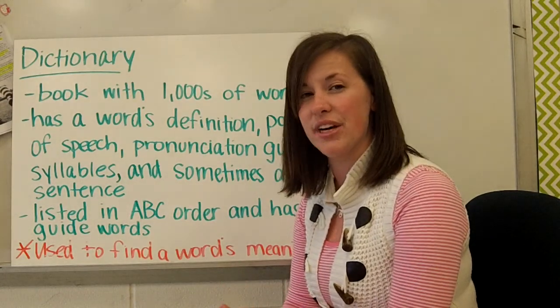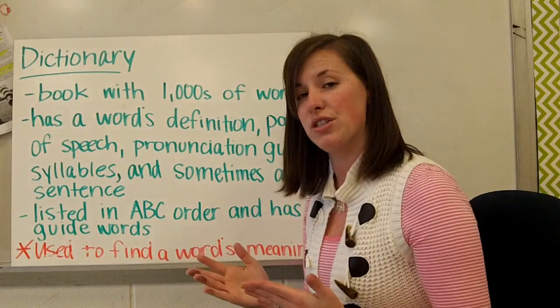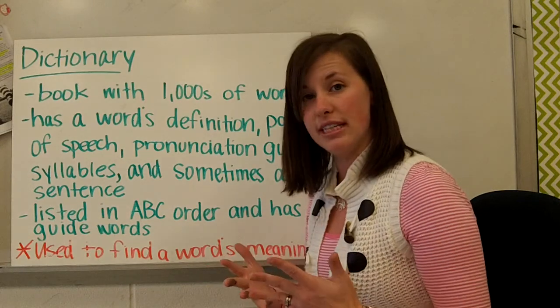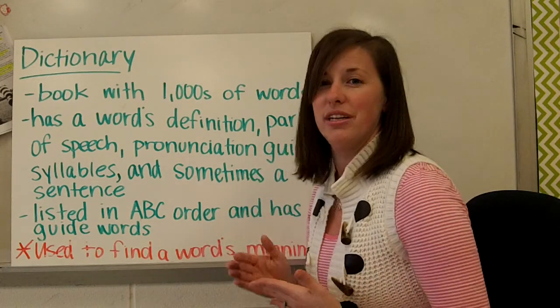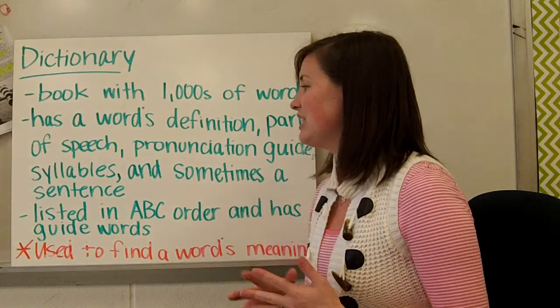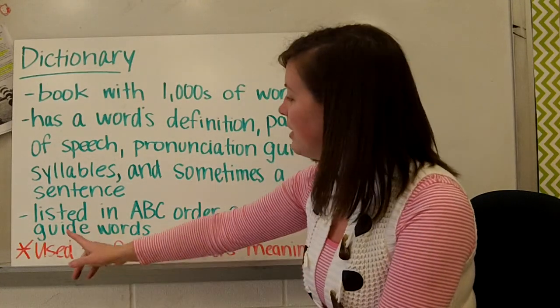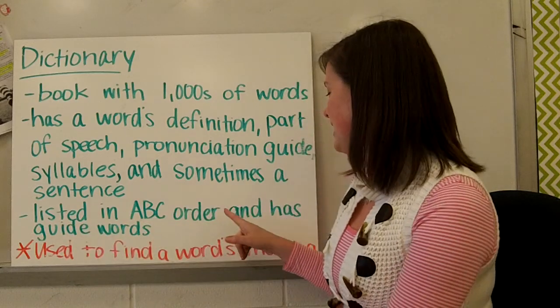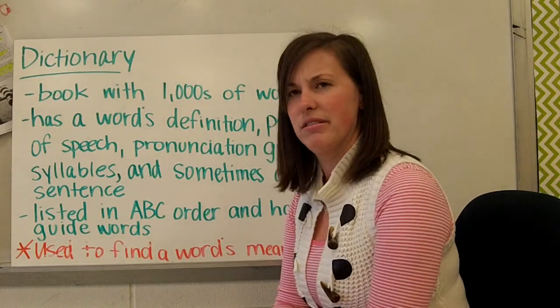Depending on what kind of dictionary you get, it might have different parts to it. If you have an adult's dictionary, there's going to be a lot more parts to it, whereas if you have a children's dictionary, you might not find the pronunciation guide or the part of speech. Also, they are listed in ABC order and have guide words.